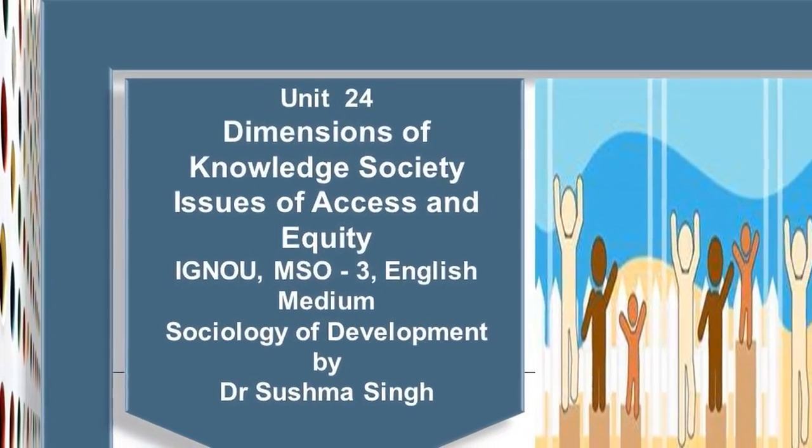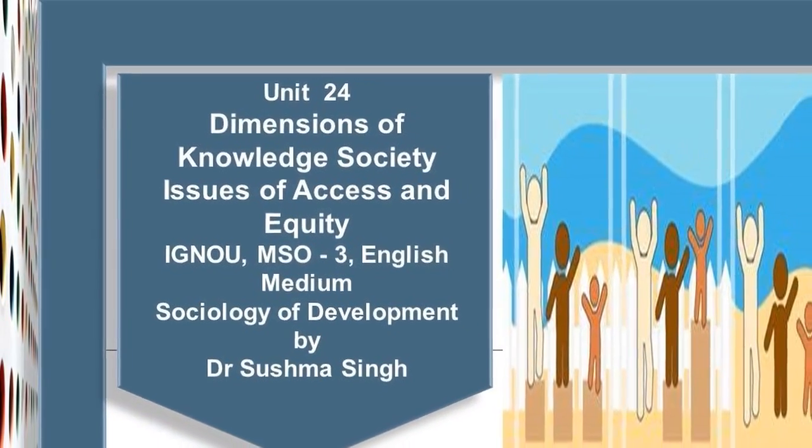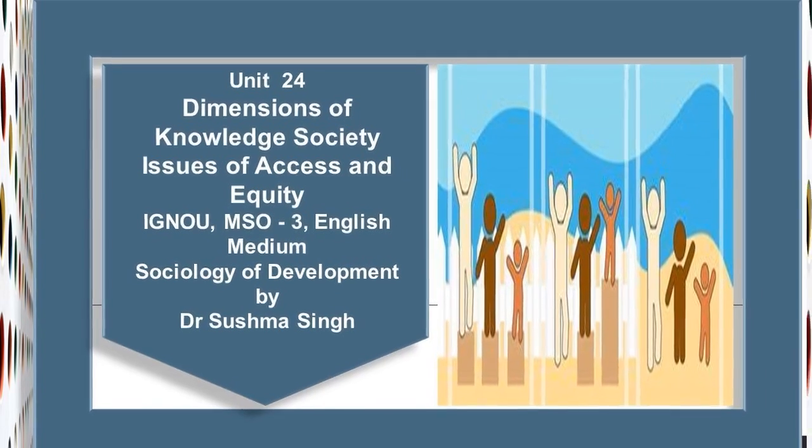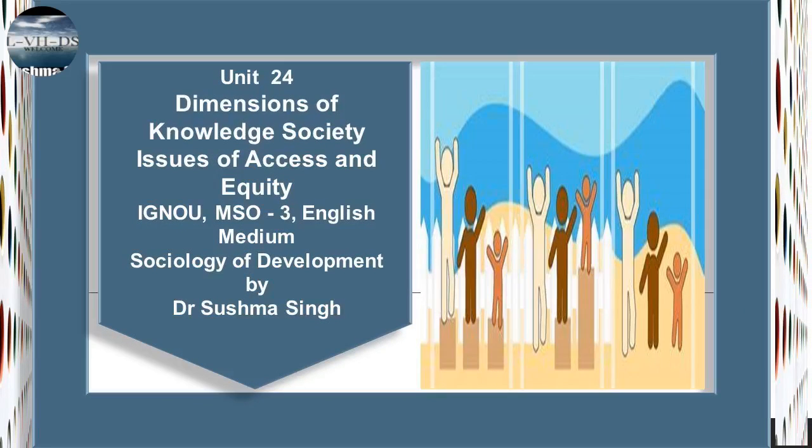Today in Unit 24, Dimensions of Knowledge Society, Issues of Access and Equity. We are going to start our lecture with the topic: the emergence of information and knowledge society.